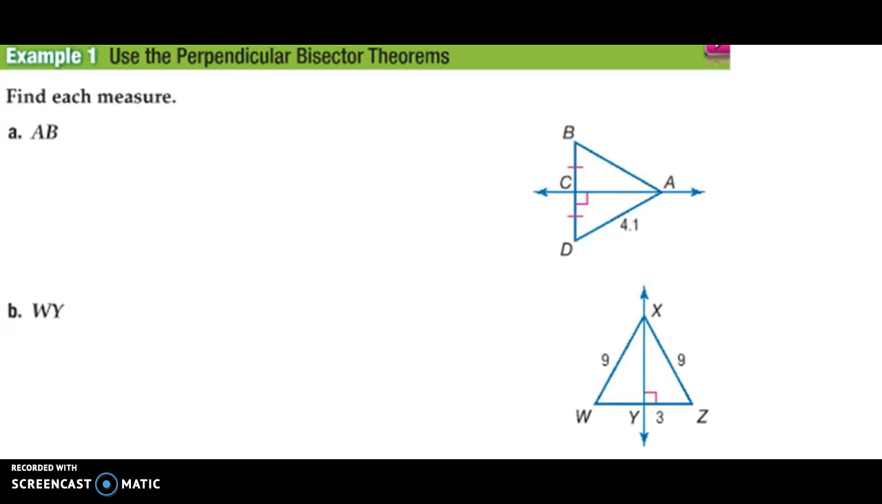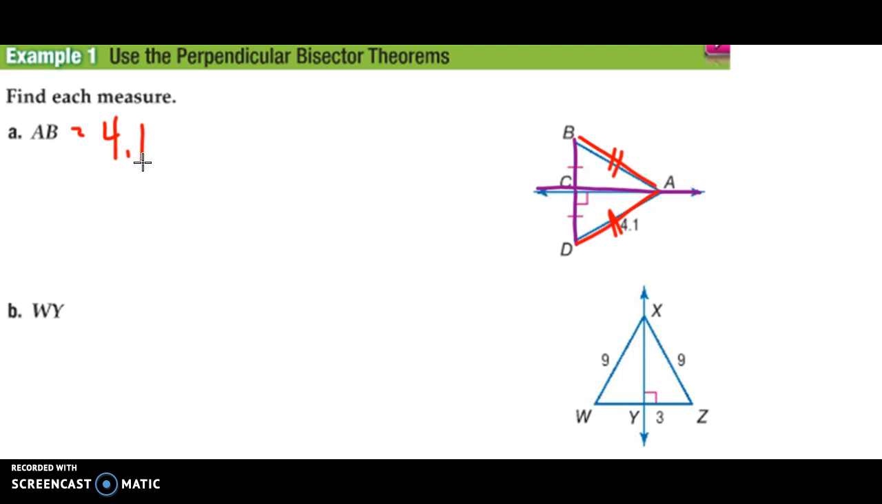So it says right here, find each measure. So I'm looking at this example over here with triangle ABD. Now it says that BC and DC are the same length. It also says that AC is the perpendicular bisector. See, it forms a right angle. And it says that AD is 4.1. Well, according to the perpendicular bisector theorem, then AB is going to have to be the same length. So AB is going to equal 4.1.